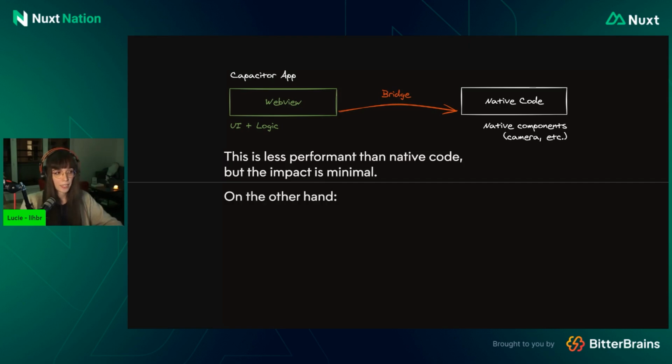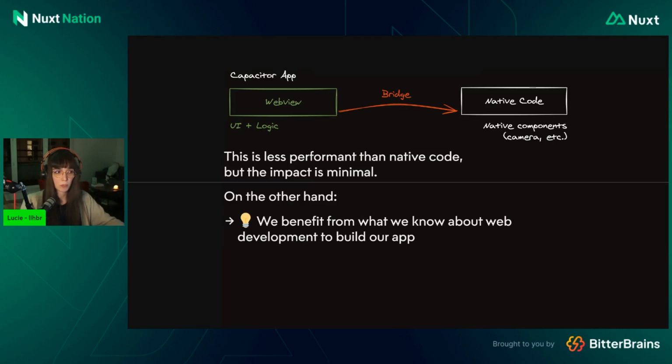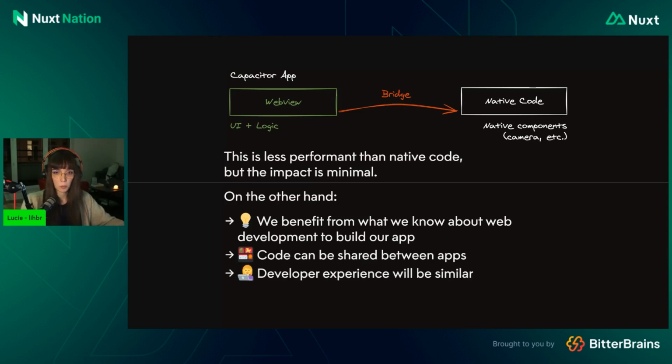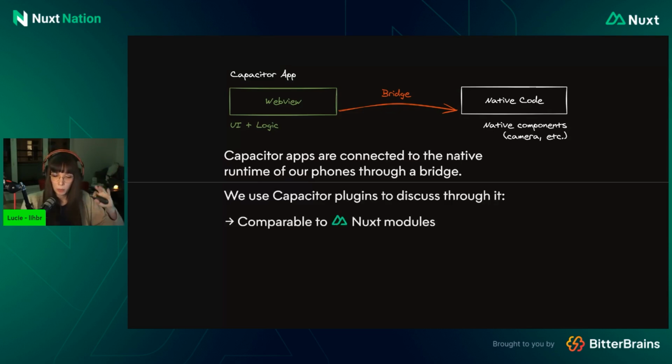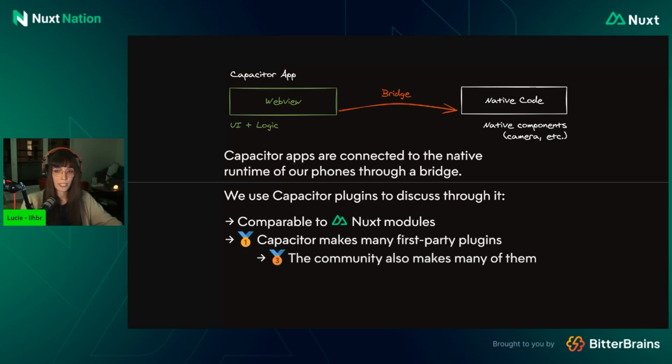On the brighter side, because of that, we can benefit from everything we already know about web development to build our app. We can share code between our web app and our mobile app and have the same developer experience for building them. When we want to perform native operations from our mobile app, Capacitor plugins are connected to the native runtime of our phones through a bridge, and we can leverage that bridge through Capacitor plugins. They are comparable to Nuxt modules in a way, and there are a lot of first-party Capacitor plugins available out there, and the community has also made a lot of them. Finally, plugins are just packages, so you already know how to install them and how to use them.